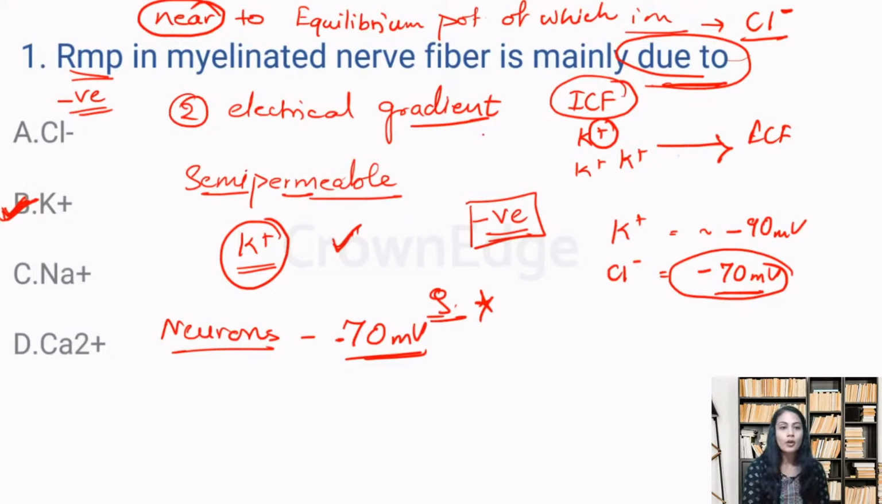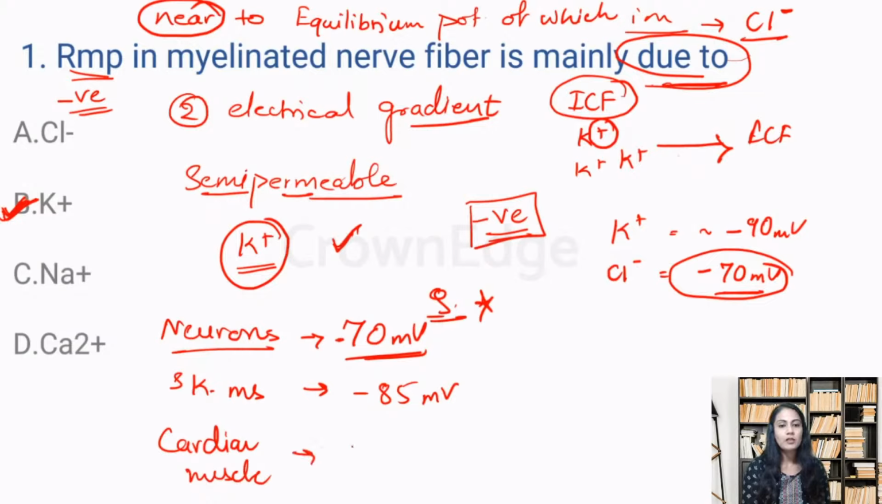I hope you understood. Just while going forward, note down some important equilibrium potentials or RMPs. For skeletal muscle, we already discussed that in the lecture, it is minus 85 millivolt, right? For cardiac muscle it is minus 90 millivolt, and for smooth muscle, just 4 important ones, it is minus 50 millivolt, minus 50 millivolt.